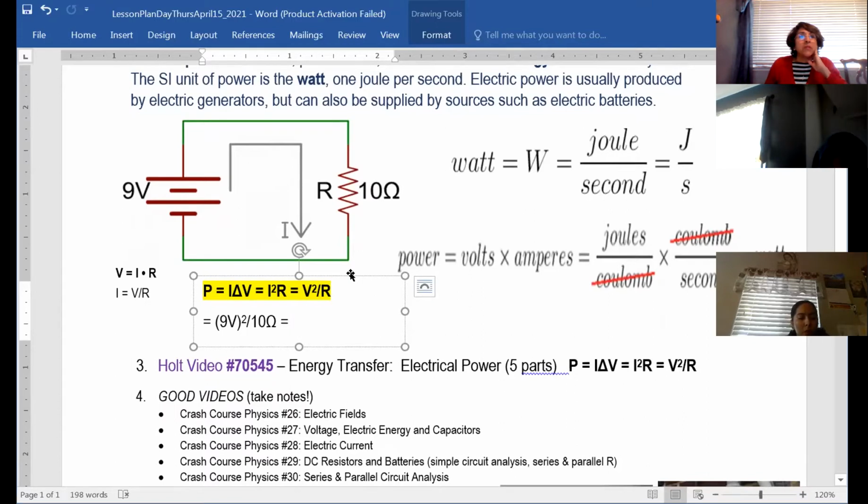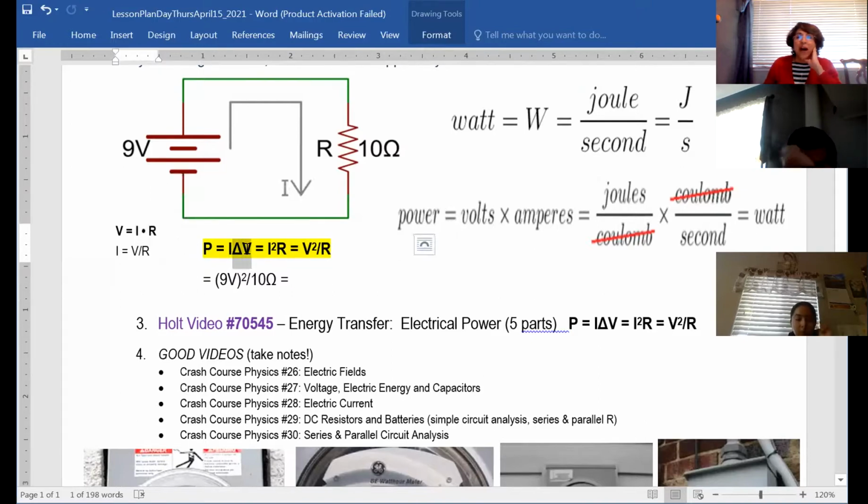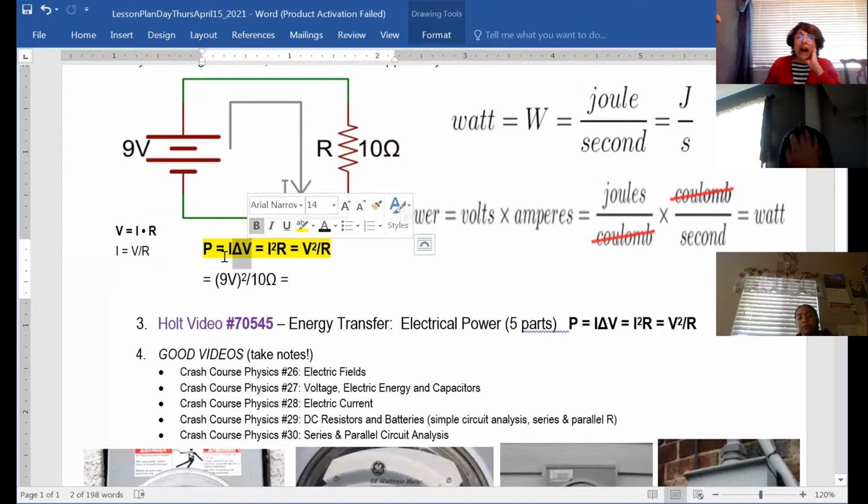So what do we have here? We have P equals IV. Well, I know what the V is. I got the voltage, and I know what the resistance is. I've got 10 ohms. So how do I figure out the power? All right, so here's what you got to know. P equals IV. Well, I know that V equals IR. So if I replace this V with IR, then I have I times R.